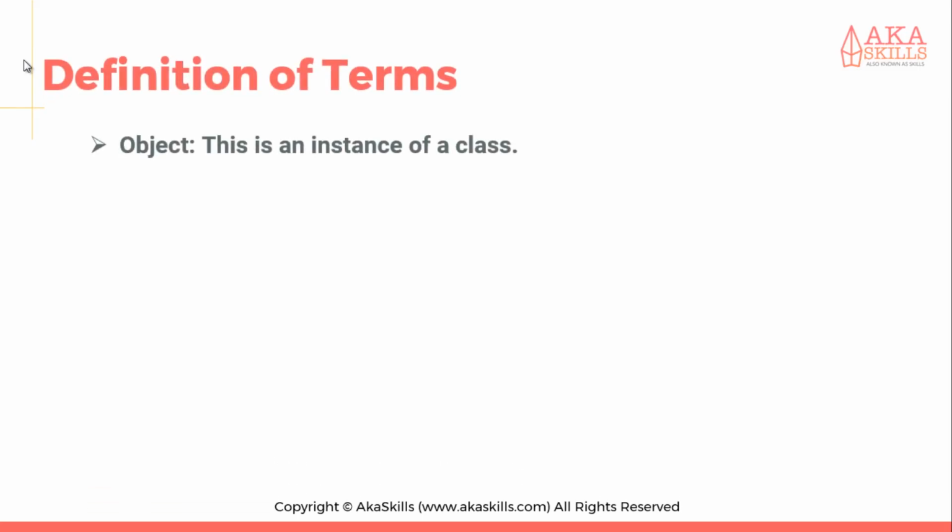First, object. What is object in itself? Simply put, an object is an instance of a class. So we are creating a class and we need access to the class. What we need to do is create an object. That is why we define an object as an instance of a class.